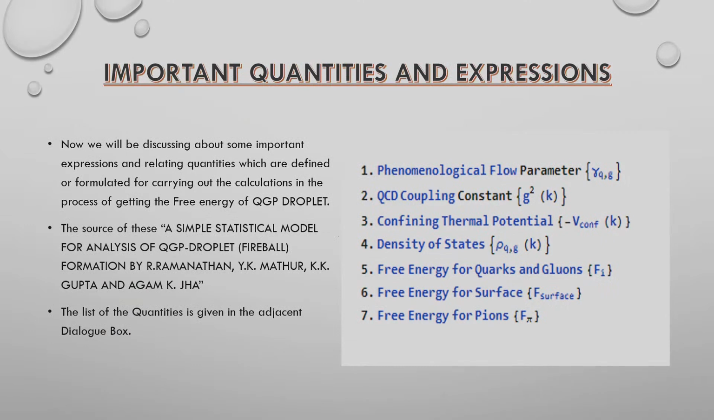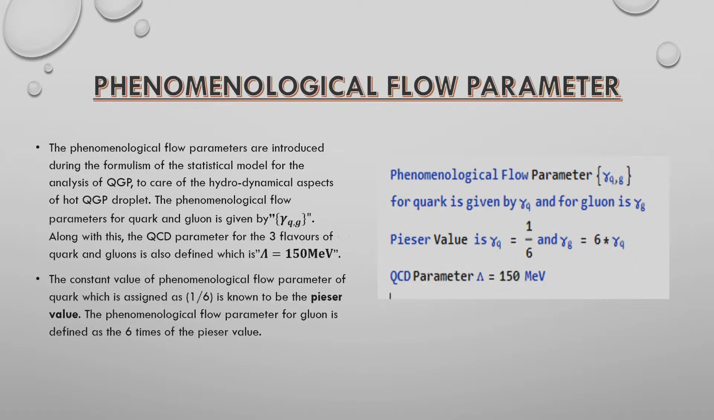So now I will be briefly talking about the quantities and expressions that are used in my dissertation. As I talked about, it is based on a simple statistical model for analysis of QGP droplet fireball, and my guide had worked on this paper. First of all, the phenomenological flow parameter, represented by gamma, basically shows the dynamical flow nature of the QGP.